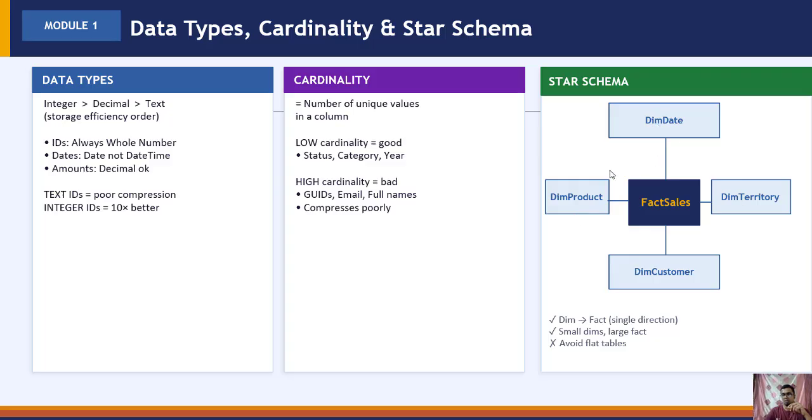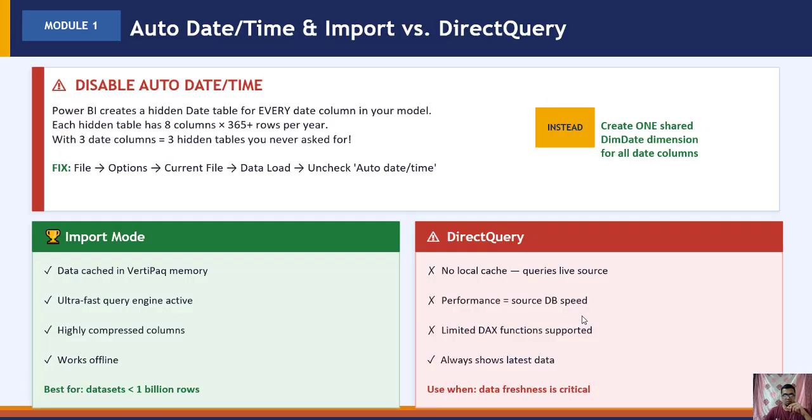Last thing, star schema. This is an important design choice. You need to have a single direction relationship from dimension to fact, not both directions. The dimension table will usually be smaller, and the fact table is large, where the transaction-level data is available. And flat tables should be avoided. You should not dump all the columns in a single table. It also affects the compressibility of the package.